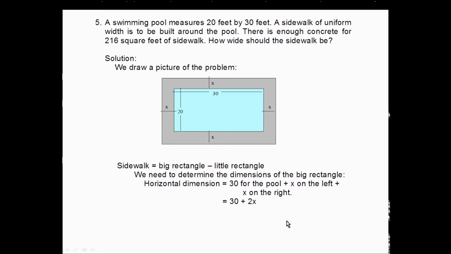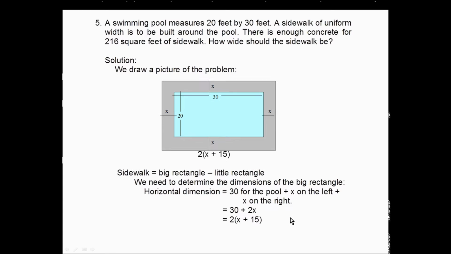Because of what's going to happen later, I'm going to factor out the 2. It's 2 times x plus 15. So I also put it in correct order. In a moment I'll tell you why I'm factoring out the 2's and why sometimes you won't do it and sometimes it'll help if you do it. It's actually going to help in this one. So anyway, there's the horizontal dimension.